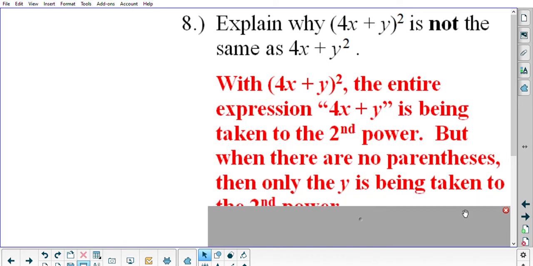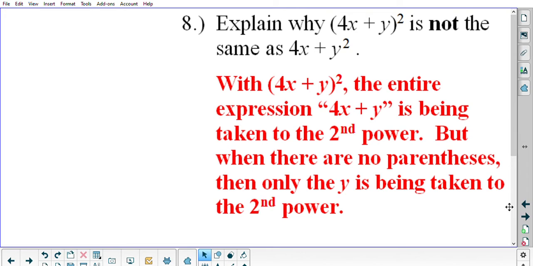Well, with 4x plus y in parentheses to the second power, the entire expression of 4x plus y is being taken to the second power. But when there are no parentheses, then only the y would actually be taken to the second power. This is why they're not the same when the one has parentheses and the other does not.